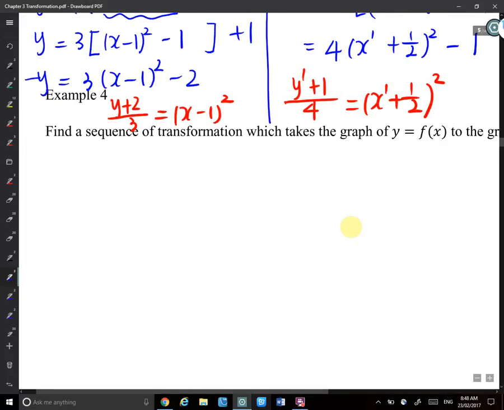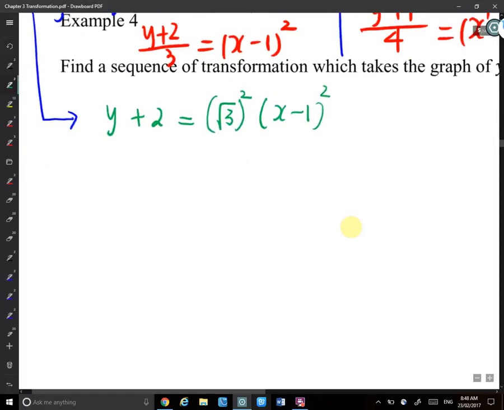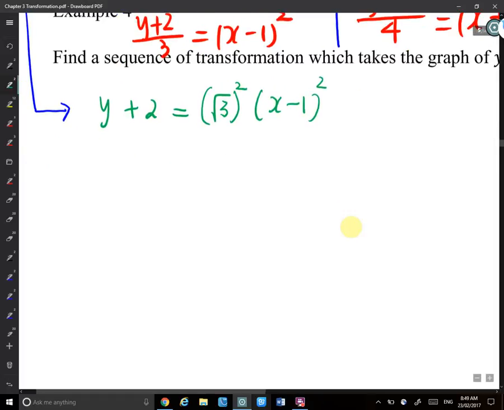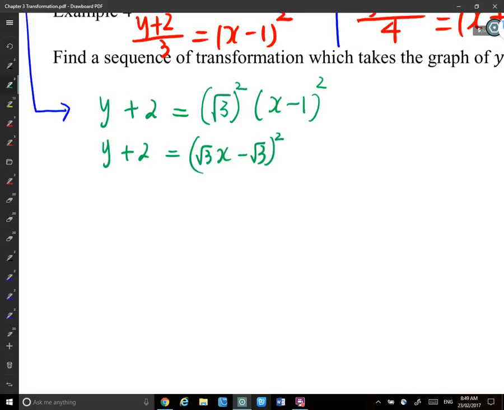So from this step, I'll use a green color: y plus 2 equals to square root 3 squared, x minus 1 squared. I can make a different base but with the same power. And y plus 2 will equal to square root 3x minus square root 3, and that whole thing squared. I'm not dividing the 3 to that side. I make that into the bracket. That's not a coefficient anymore, that's like the whole model now. That thing squared.